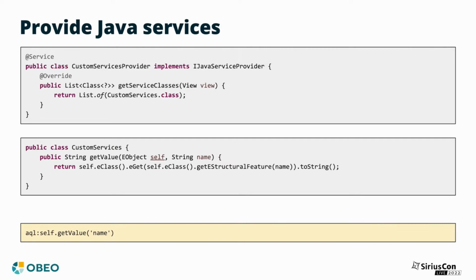So here you have an example where we contribute an additional Java service to use it inside of the expression of our diagram description. We need to provide a Spring service, a custom services provider, and it just needs to return the list of Java classes which should be available when we want to manipulate a specific view. In this Java class, we have a getValue method, which will receive the semantic element on which it will be called and additional parameters. You can see at the bottom of the slide how we can use this Java method inside of an AQL expression after that.